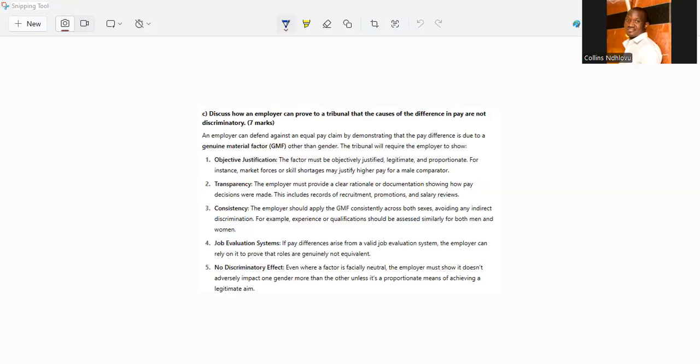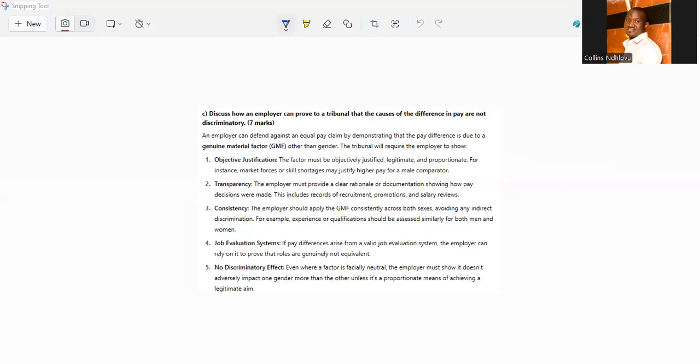So number one, there's what we call objective justification. Objective justification is simply the reason for the pay difference. It must be real, it must be fair, it must make sense. For instance, if one worker is paid more because of skill shortage or the market rate for the job is higher than expected, okay?